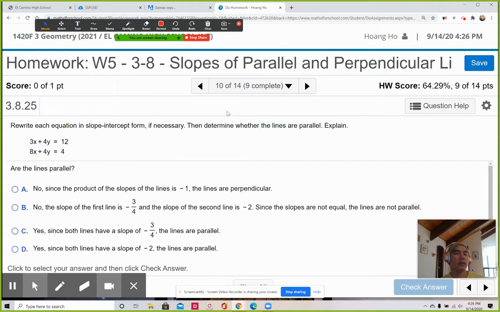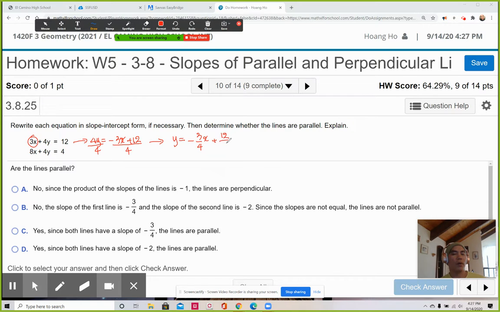Okay, let's clear this. Similarly, they give you these two lines and they ask if the two lines are parallel. So again, you need to convert both lines into slope-intercept form. So first, I don't want 3x here. I move it to the right side, it becomes negative 3x plus 12. Okay. Make sure I solve for y. So I don't want the 4. I divide by 4 on both sides. So I come out with y on the left side, negative 3 over 4x, and then 12 over 4.